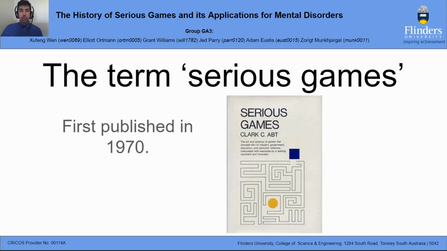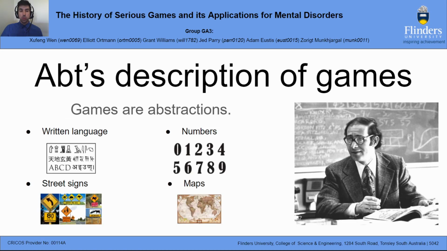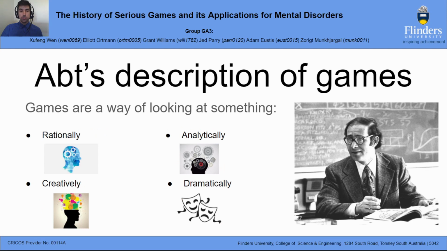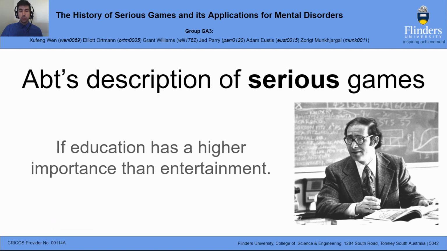The term serious games first appeared in 1970 in a book titled Serious Games, which was written by Clark C. Apt. In the book, Apt describes games as abstractions, similar to how written language, numbers, street signs, and maps are abstractions. Apt suggests that games are a way of looking at something rationally, analytically, creatively, or dramatically. Apt suggests that a game is a serious game if education has a higher importance than entertainment.